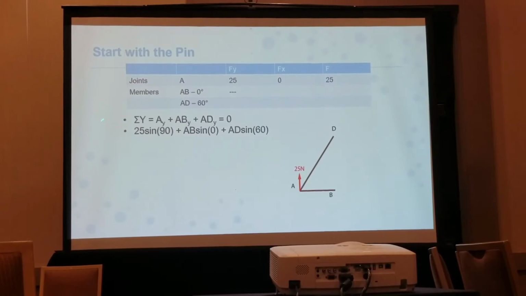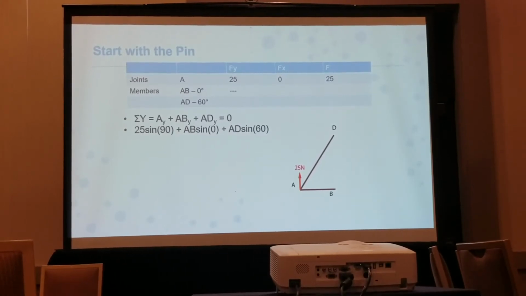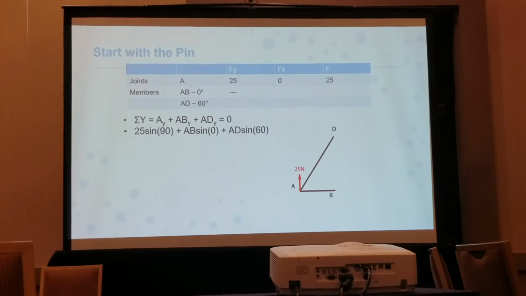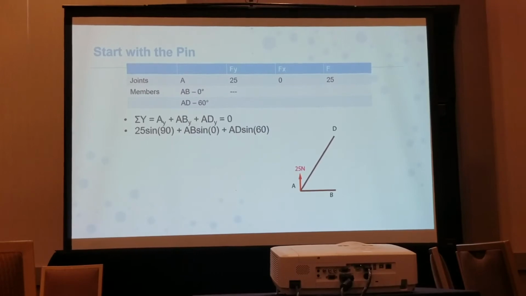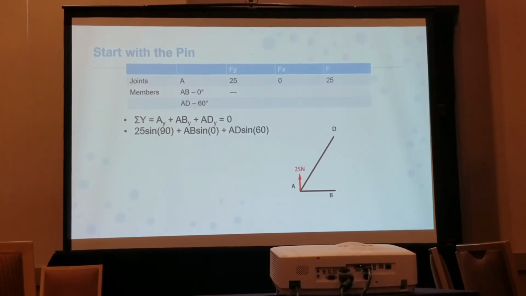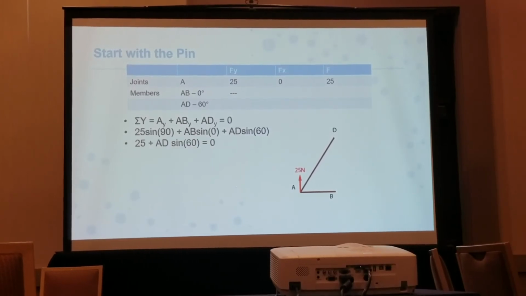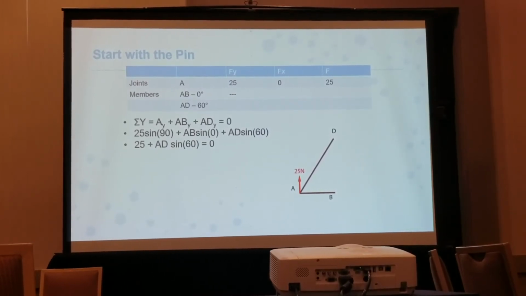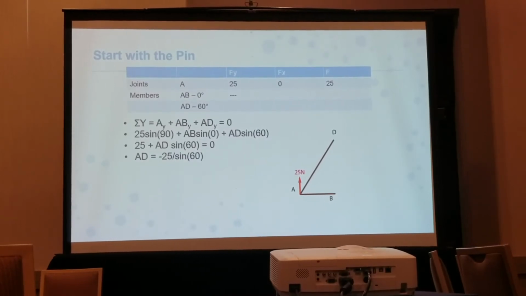So 25 sine of 90 plus AB sine of 0 plus AD sine of 60. Yeah, I skipped ahead a little bit, because remember, all that stuff that we did a couple days ago, where we figured out how to do our component vectors, A sub y is 25 sine of 90. That goes back to what we did just a couple days ago. We wind up with 25 plus AD sine of 60. AD equals negative 25 divided by sine of 60.